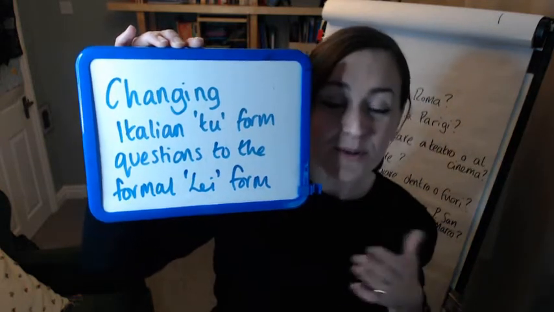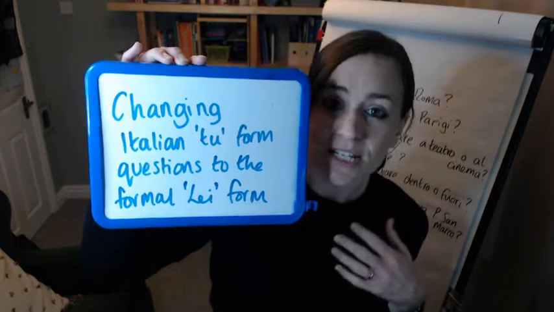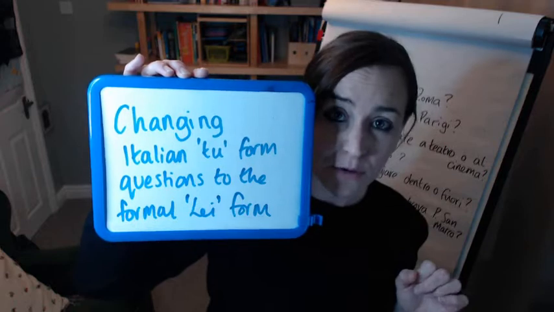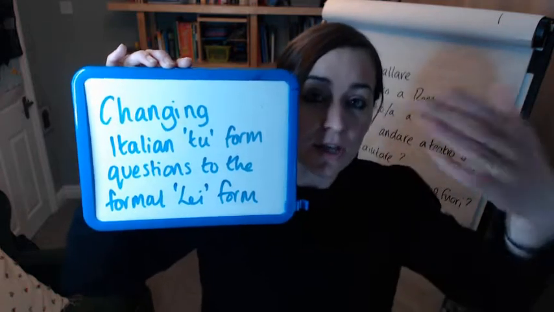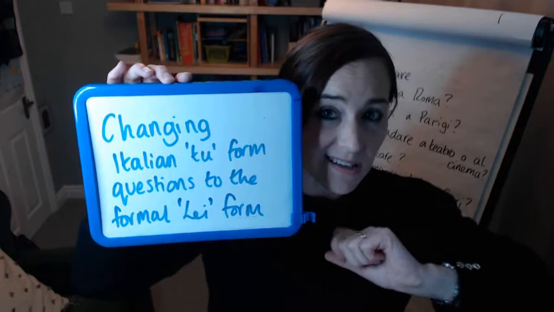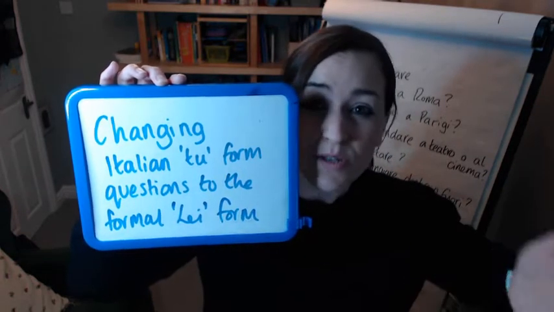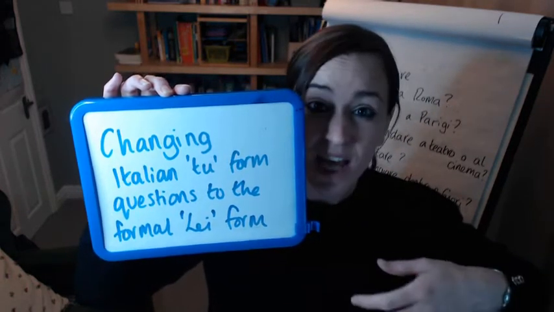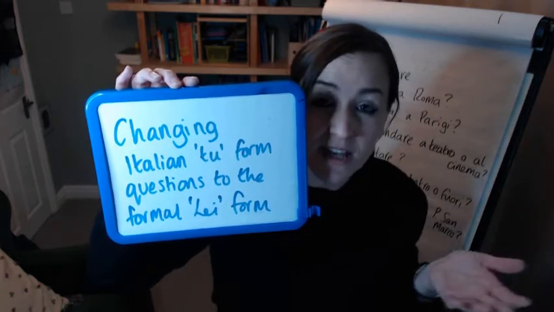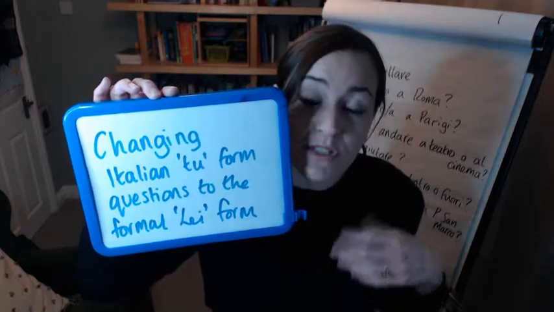So today we'll be looking at how you change questions in Italian from the tu form to the lei form. That means asking in the you form, but changing from the singular informal that you use with people you know, people the same kind of age, with family members, neighbours that you're really familiar with, to the lei form, which is formal.